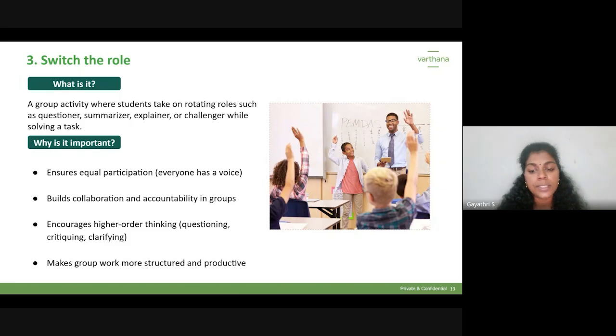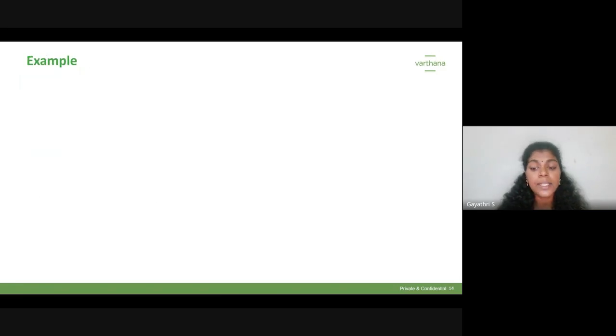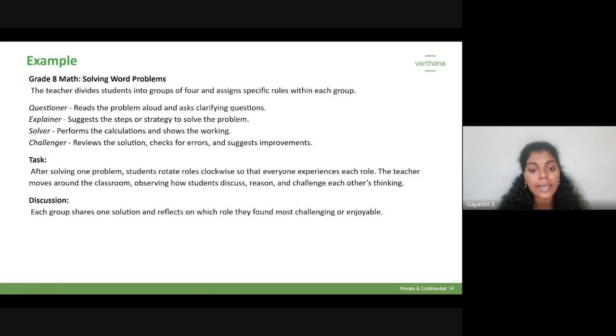So how can you use this in your classroom? Again, I'll give an example. Since this involves solving, I've taken a maths example. So let's take grade 8 maths. Here the students have to solve a word problem. We know how generally students are very, very hesitant towards word problems.